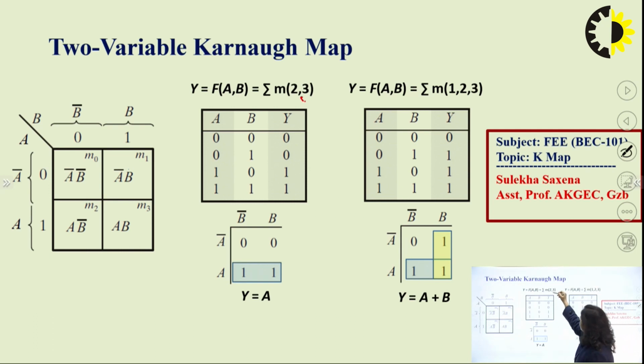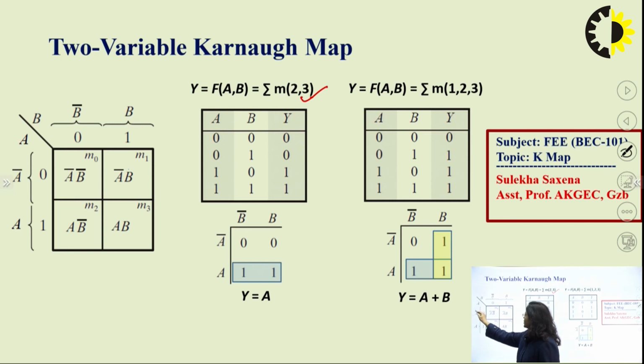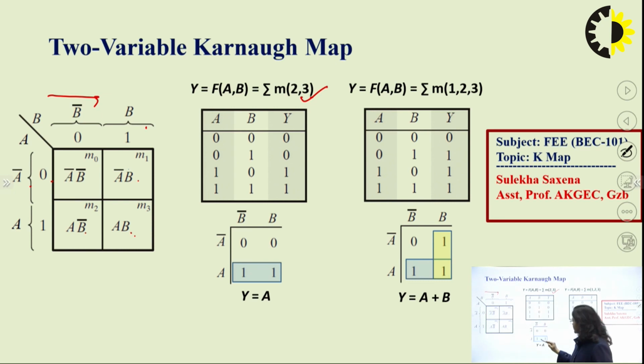Now, we take one example of min term expression, that is 2 3. As the highest value is 3, so it is a 2 variable KMap. We first of all form the KMap by taking A variable on left side and B variable on top side. Then we enter 2 and 3 as 1. First variable is A bar B bar, that is 0, A bar B 1, A B bar 2, A B, that is 3. So, 2 and 3 are entered as 1 and other 2 are 0.